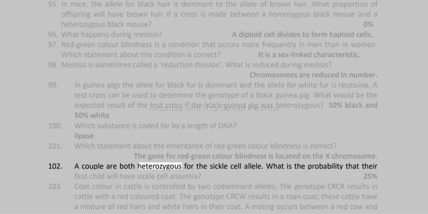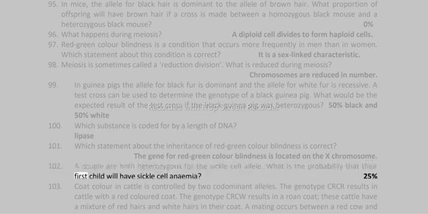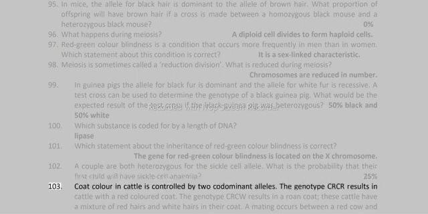102. A couple are both heterozygous for the sickle cell allele. What is the probability that their first child will have sickle cell anemia? 25%. 103. Coat color in cattle is controlled by two codominant alleles.